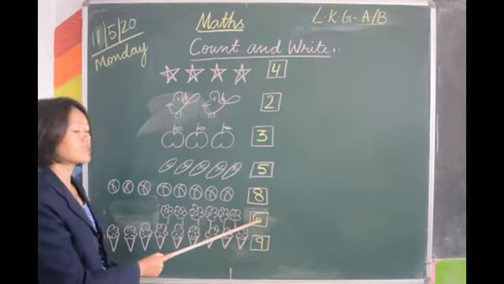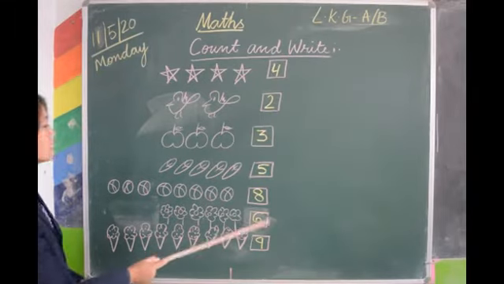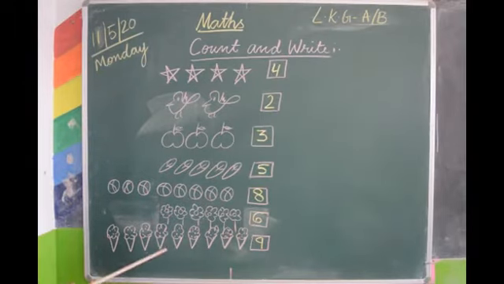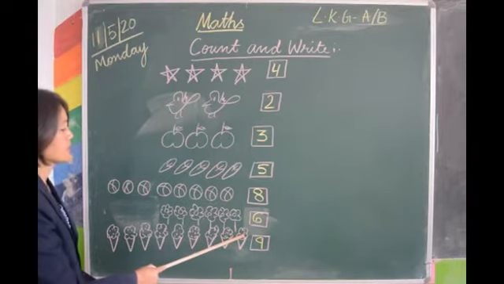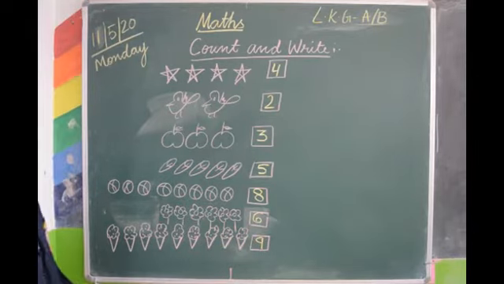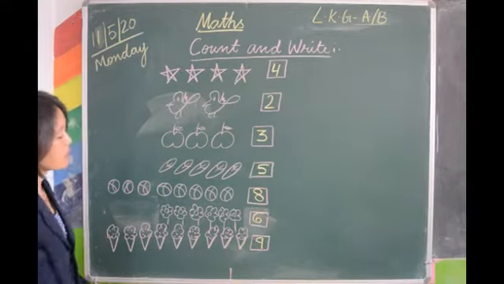So we have to write 6 here. Okay, so 6 is written already inside the box. Now let's count ice cream once again. 1, 2, 3, 4, 5, 6, 7, 8, 9. This is 9. So we have 9 ice creams out here. So we have already written 9 inside the box.